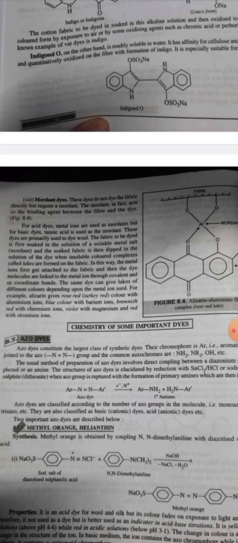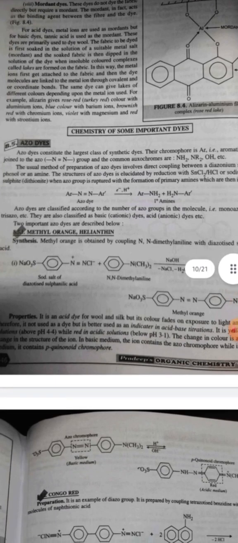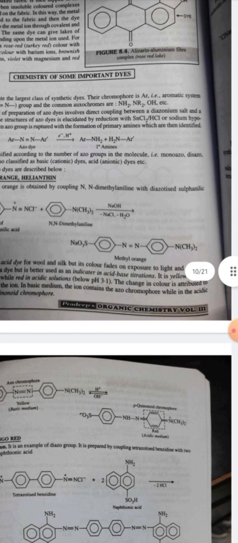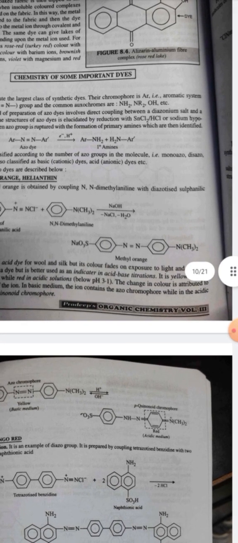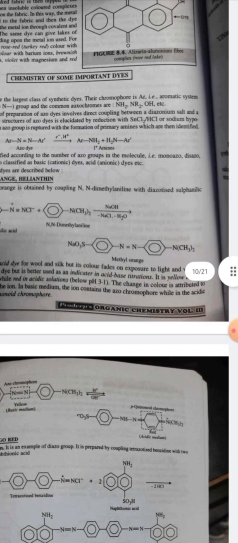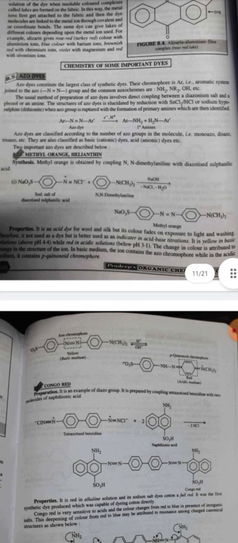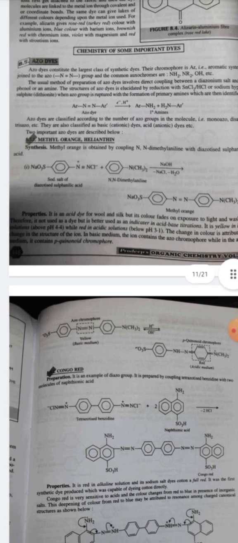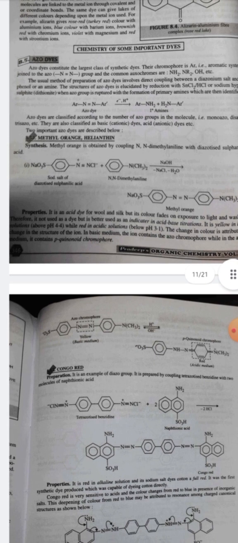Chemistries of some important dyes. Section 8.5. First is azo dye. Azo dyes constitute the large class of synthetic dyes. The chromophore is an aromatic system joined to an azo group, and the common auxochromes are NH2, NR2, OH, etc. The usual method of preparation of azo dye involves the direct coupling reaction between the diazonium salt and phenol or an amine.